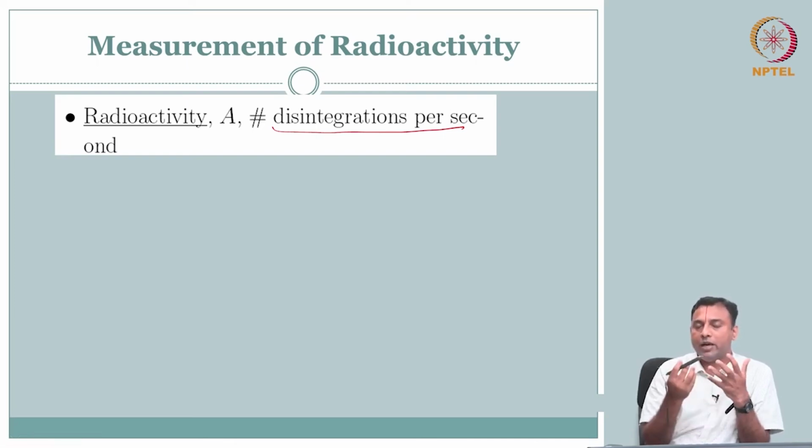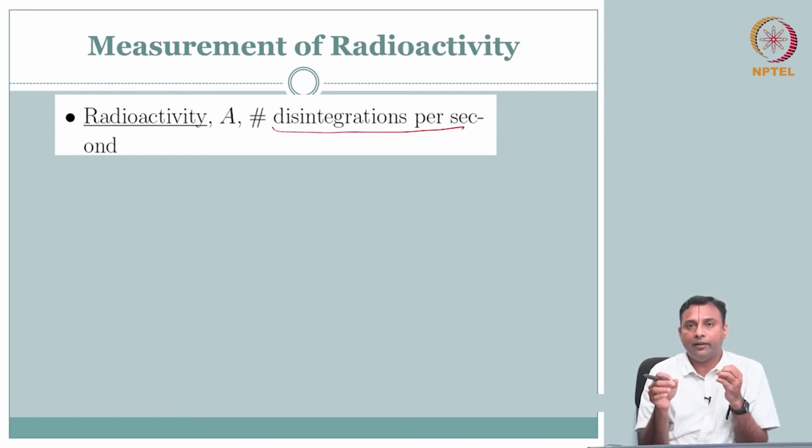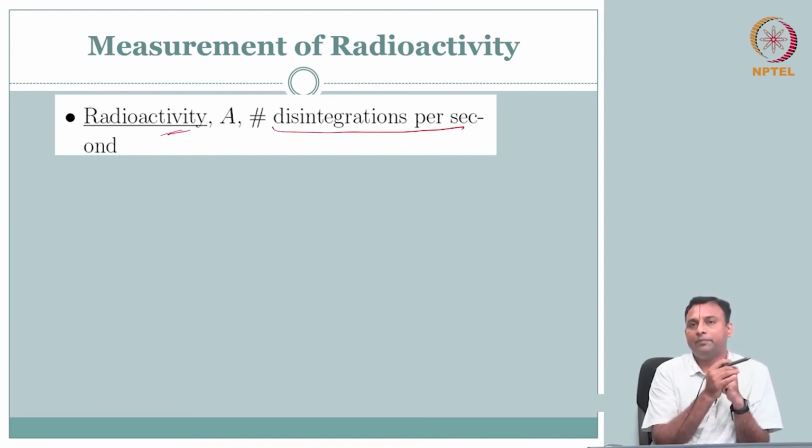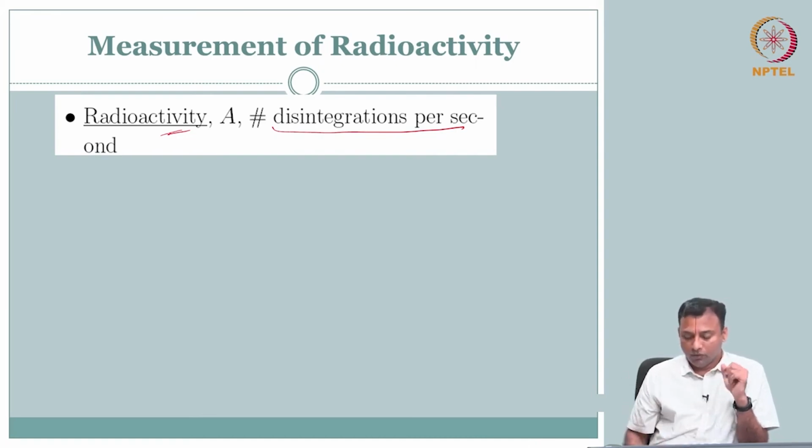Okay. So, radioactivity, when you say it happens, what is happening? This parent atom is giving daughter atom, so it is disintegrating. How many disintegrations per second happen? That talks about your radioactivity, how active, right, number of disintegrations per second. So, radioactivity, number of disintegrations per second, is there any units?